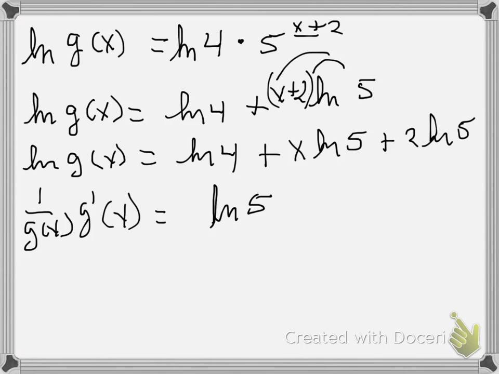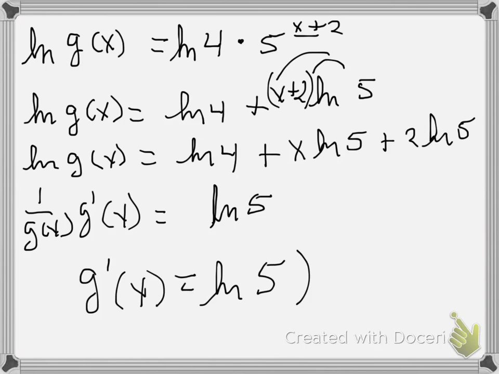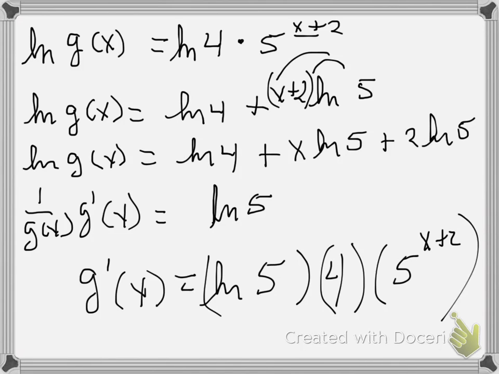So now if I multiply each side by g of x, I get g prime x equals natural log 5 times 4 times 5 raised to the x plus 2 power.